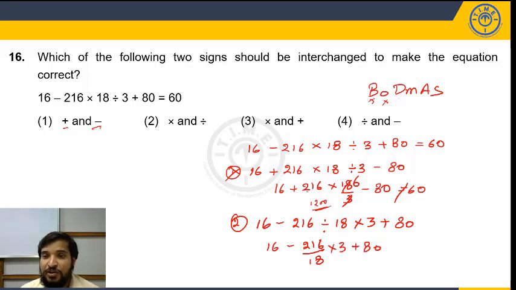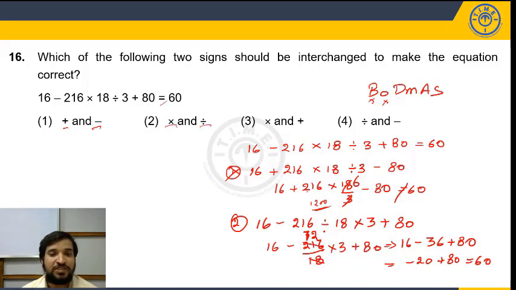Now first we have to solve the division, that is 216 divided by 18. 18 ones are 18, 12s are 216, and 12 threes are 36. It's nothing but 16 minus 36 plus 80. So 16 minus 36 is minus 20, plus 80, which is equal to 60. Yes, hence choice 2.